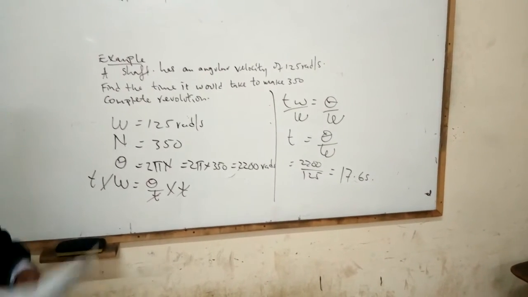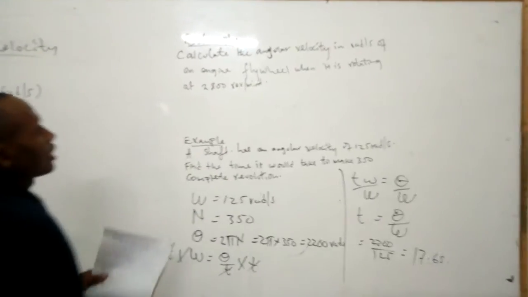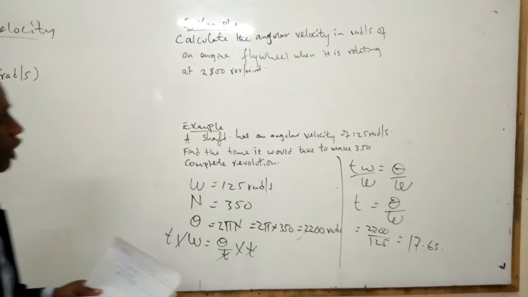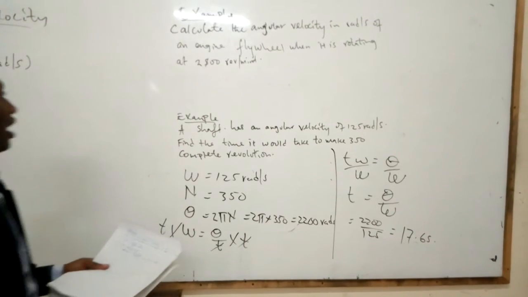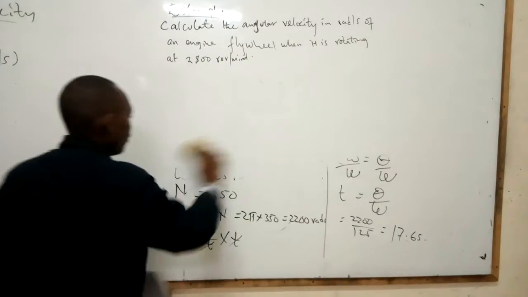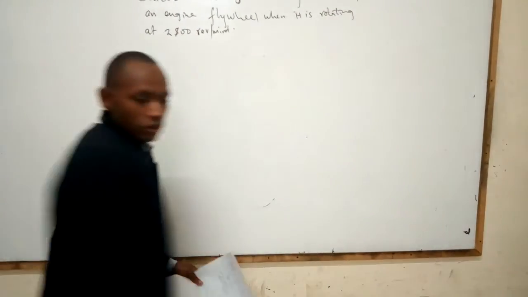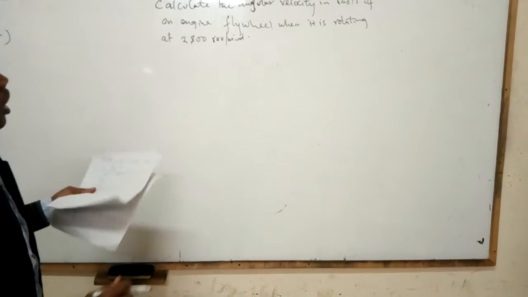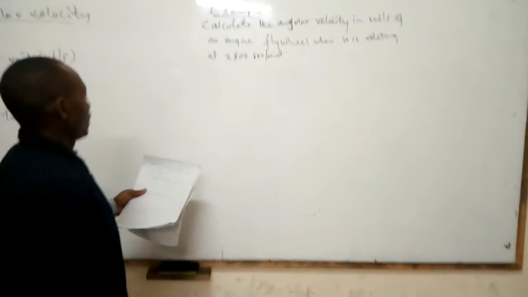Now let us try this other example. You are told to calculate the angular velocity in radians per second of an engine flywheel when it is rotating at 2,800 revolutions per minute. First of all, you work with what you are given.